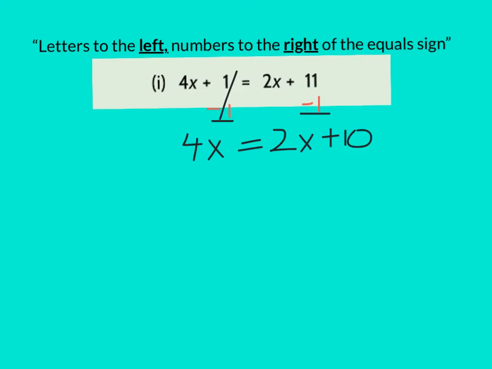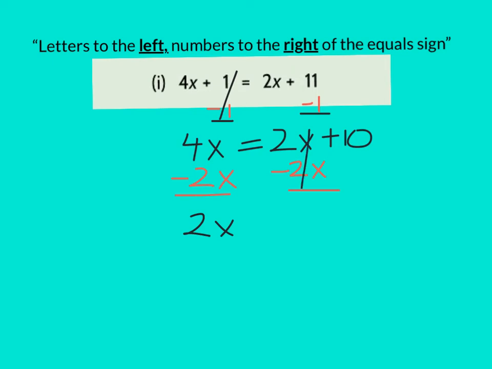Okay, my next step then, I want to make sure that I only have numbers on the right hand side of my equal sign, which I don't. I have this 2x, so now I need to try and get rid of that. So how would I do that? I would subtract 2x from that side, and if I do it to one side, I must do it to the other side, and then I would get 4x minus 2x gives me 2x.